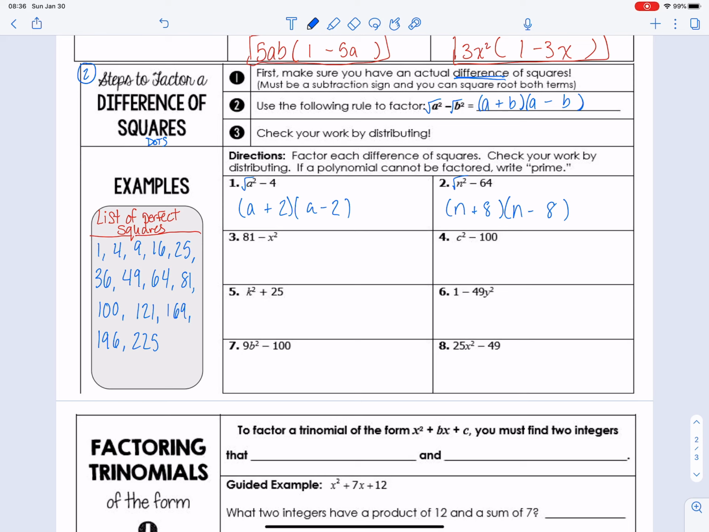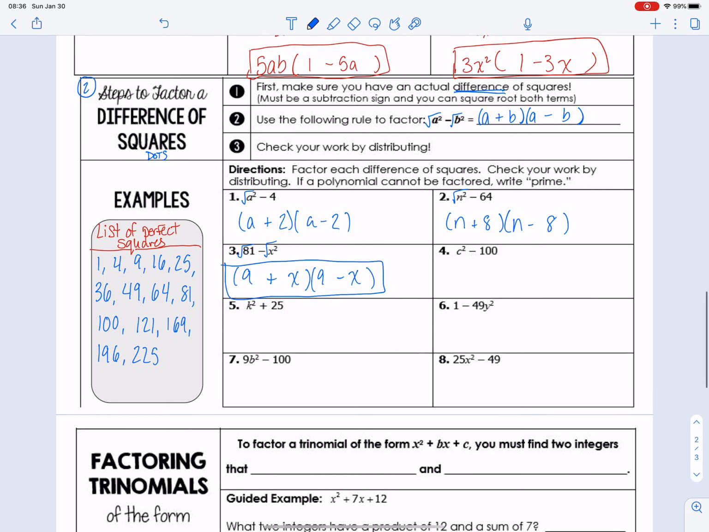Okay, so for number 3, we've got difference of 2 perfect squares. I could write 9 first because the square root of 81 is 9, plus x, minus x. And again, you could always distribute like I showed in number 1 to make sure you're getting the correct answer. So 4 would be c plus 10, c minus 10.